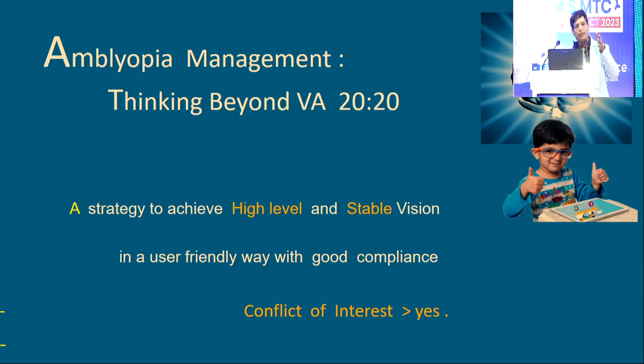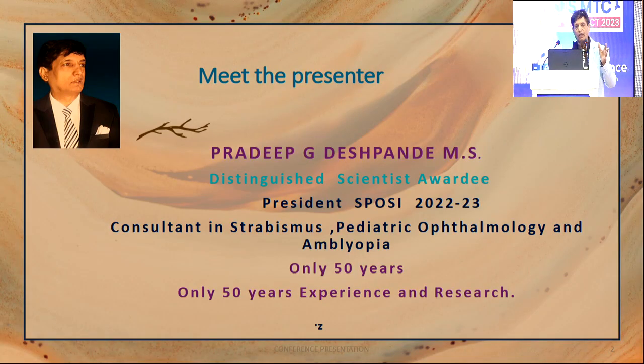Another thing is that the vision which we improve, the visual acuity, even if it is 6/6, is a low level vision because it has no proper contrast sensitivity, discrimination and depth perception also. So a strategy to achieve high level and stable vision in a user friendly way with good compliance, that too at home. Let us see. It is my experience of 50 years in this particular branch, and I have been working on amblyopia for the last 15 years almost.